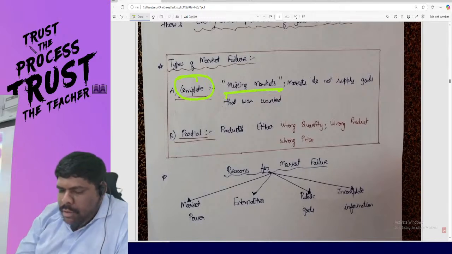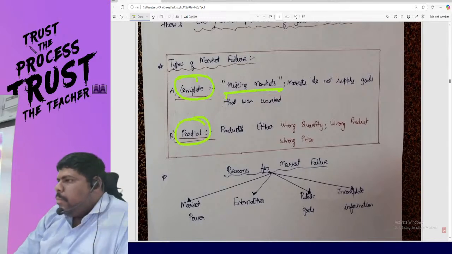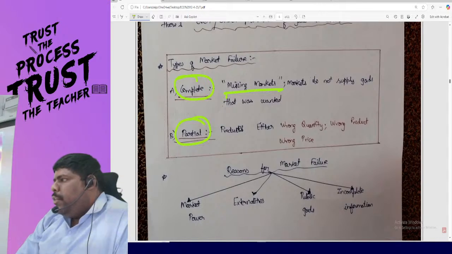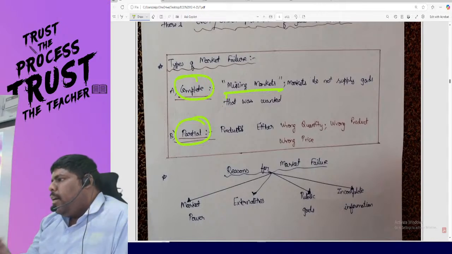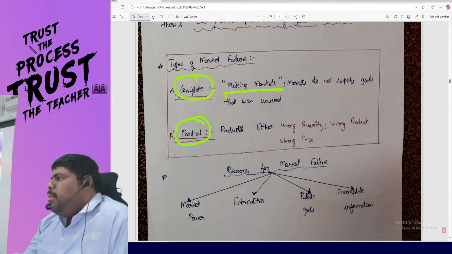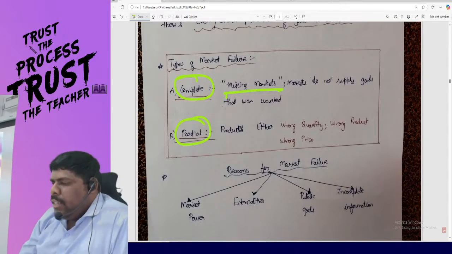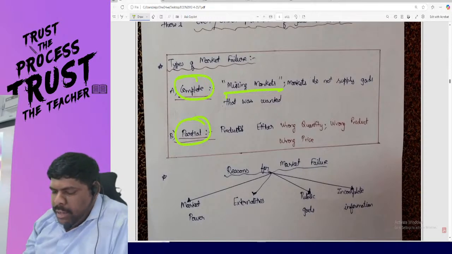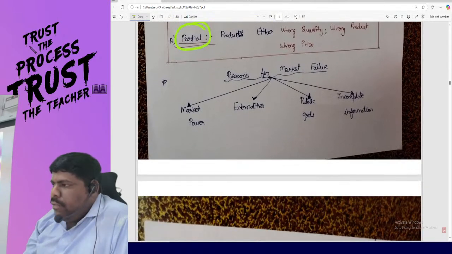Now partial is very simple. You have money with you and you go to purchase some type of crackers. There is availability of crackers, but the product that you require is not there. Some other type of crackers is available. That's partial. Now listen, reasons for market failures.